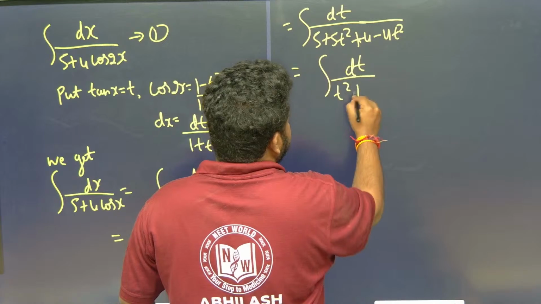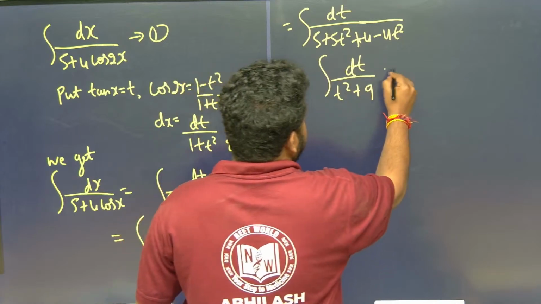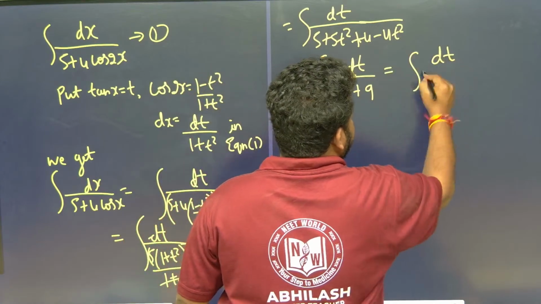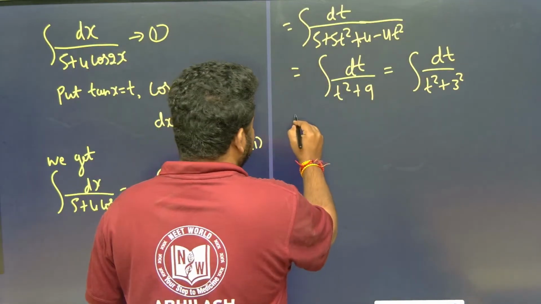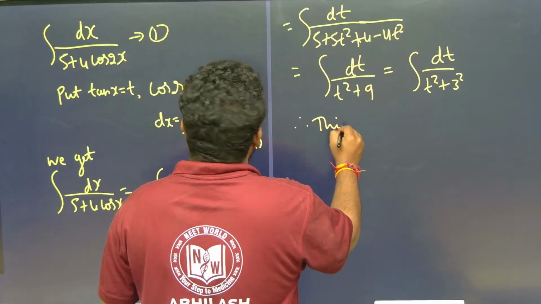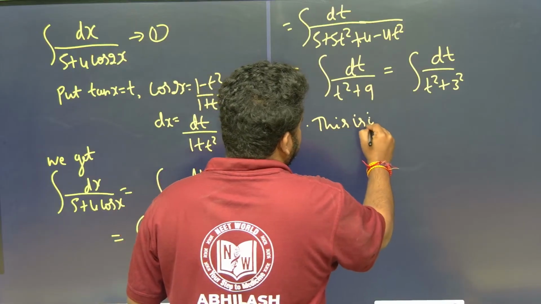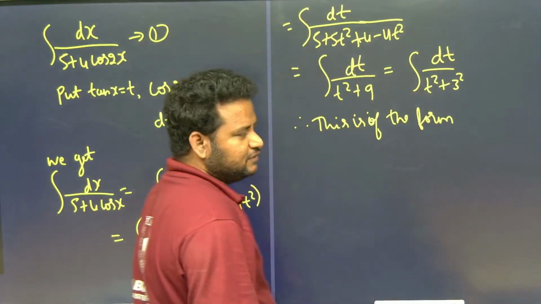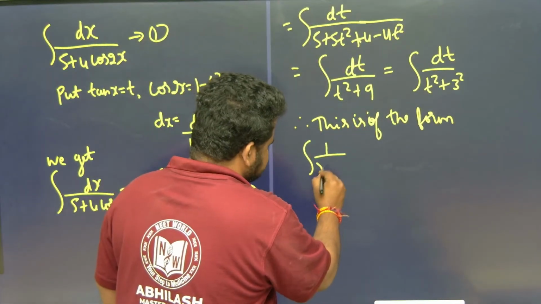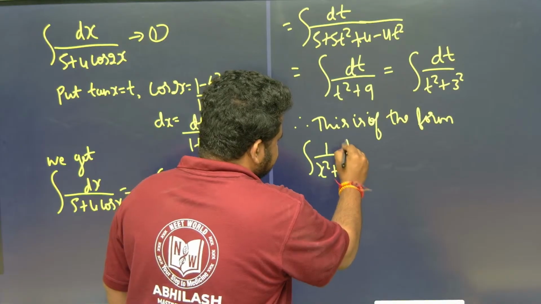5 plus 4 is 9. So this is of the form integral of dt by t square plus 3 square. Observe very carefully, this is of the form integral of 1 by x square plus a square dx.